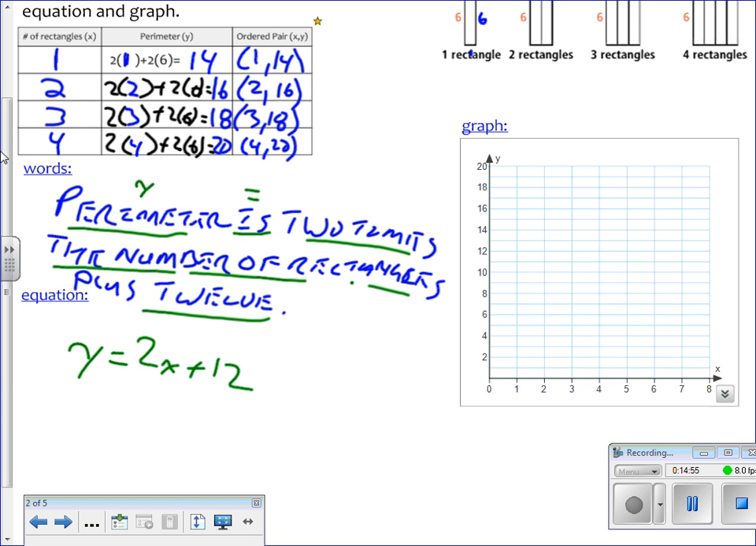Last one. Plot your points. One rectangle, I basically plot my pair here on the graph. This is the number of rectangles. This is the perimeter. So one rectangle has a perimeter of 14. Two rectangles has a perimeter of 16. 3 has a perimeter of 18. And 4 has, oops, I was off on that one. 18 and 20.